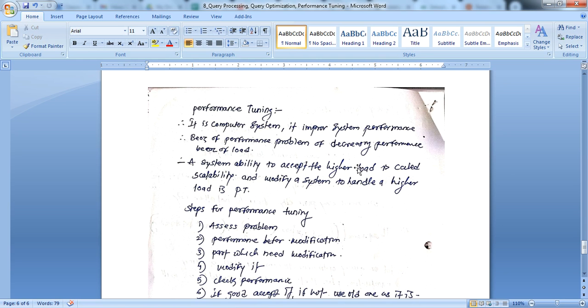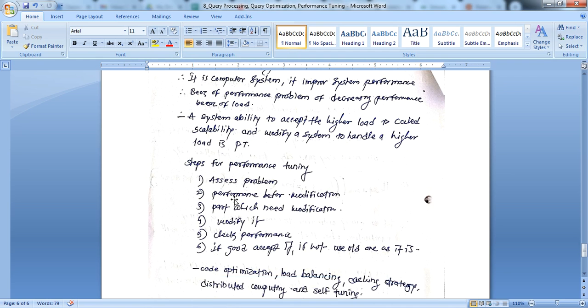A system's ability to accept a higher load is called scalability. Means if the given system has a capacity of 1000 and it runs with something like 1300 records, then we can say that is scalability, or higher load acceptance. And modifying the system to handle a higher load is performance tuning; we modify the system again to handle that overloaded work.